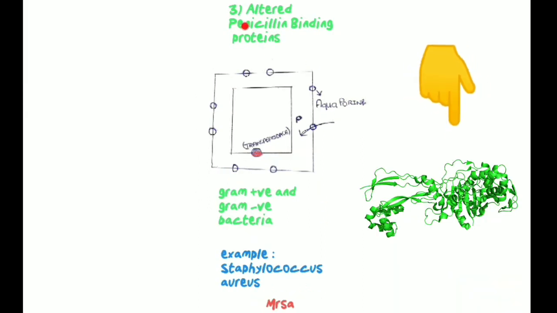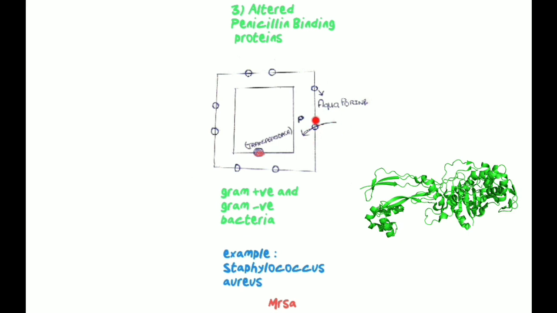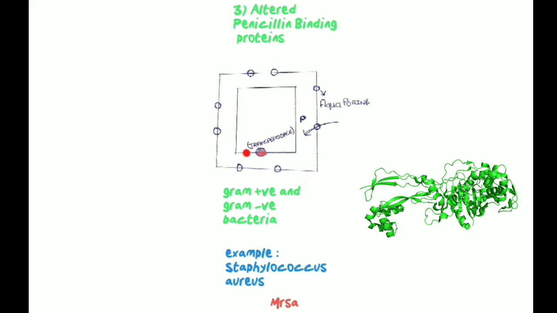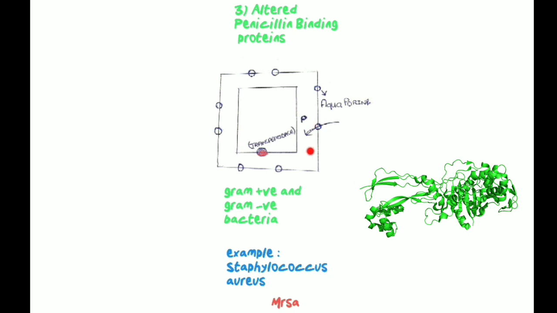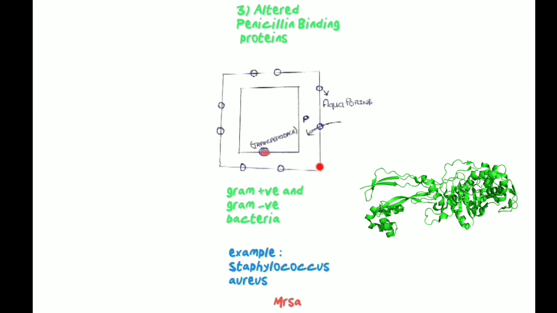And the third one is altered penicillin binding proteins. This is seen in both gram-positive and gram-negative bacteria. In this, the penicillin, once it enters into the cell through aquaporins, goes and binds to the transpeptidases to bring out its effect. But what these bacteria do is, they alter the structure of the transpeptidase enzyme, so that once the penicillin enters into the cell, it cannot go and bind to the transpeptidases. That is because the structure is altered, so penicillin will not be able to recognize the transpeptidase enzyme. So its action is lost.